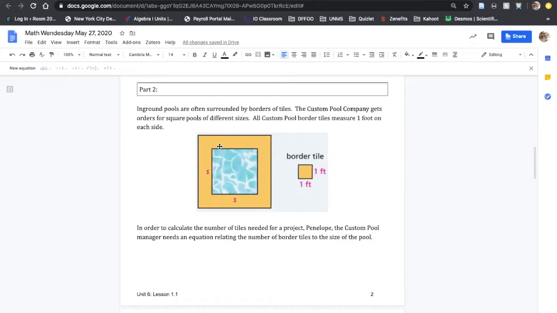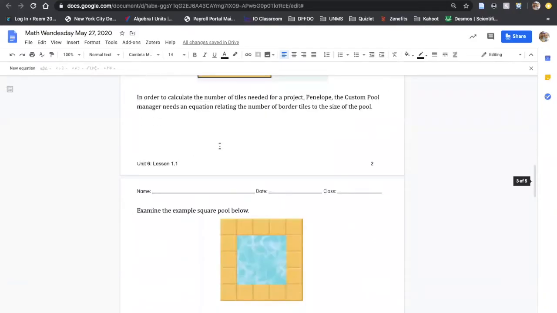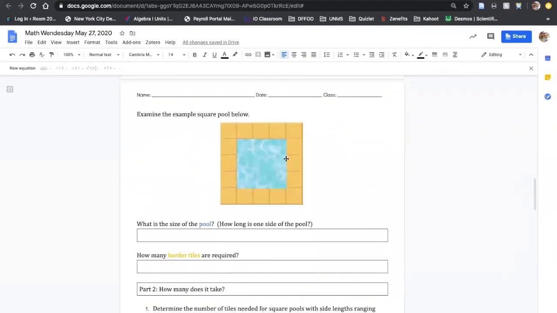This might look a little confusing at first, but we're going to see some examples that are going to make it look a lot easier, okay? So let's look, for instance, at this pool down here. I can see that I have a pool here. I can see that I have border tiles around the outside. So the first thing that I want you to figure out is, what is the size of the pool?